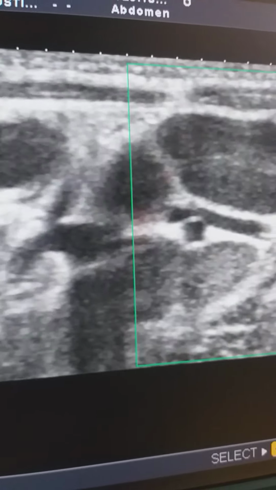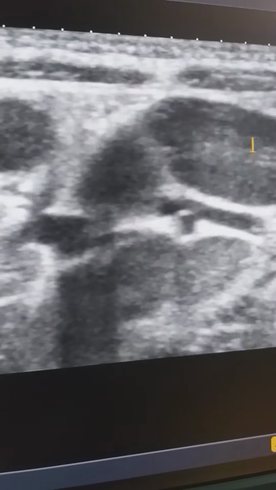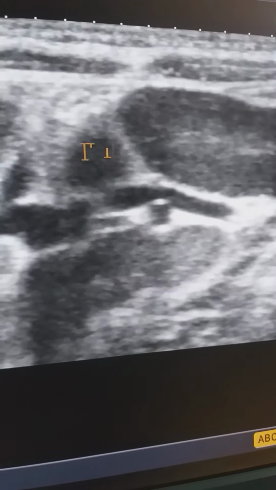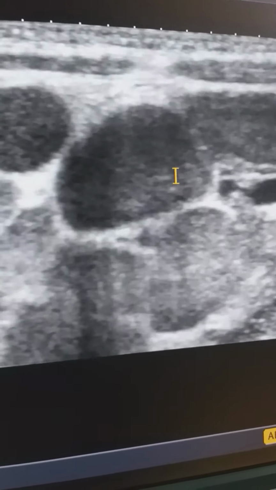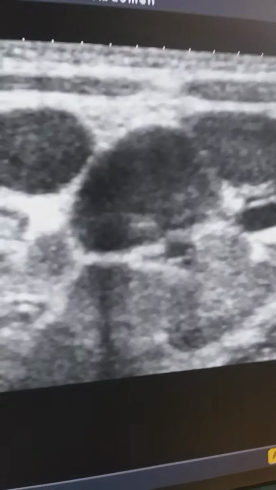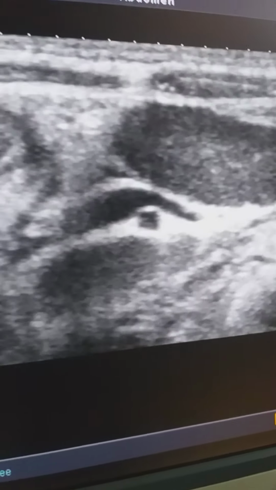And also we can see that the hilum is still present. This echogenic area is the hilum of the lymph node. So these are multiple, variable sized. Some are rounded and some are ovoid shaped.